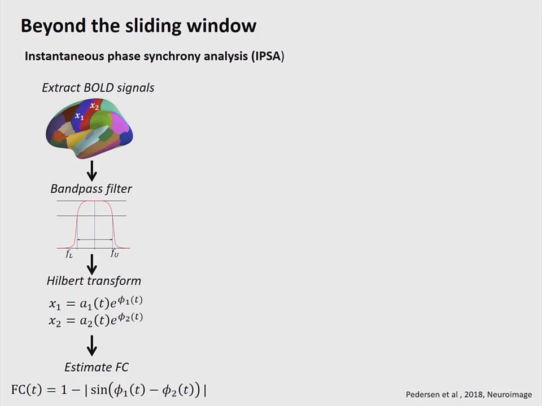So in more recent work, Mengor Peterson has devised a method called IPSA. This is some work that we did earlier this year. It was just published, actually, where this particular approach doesn't require the choice of a window length. So what we do here, we once again extract the two signals for a pair of regions. It's very important in this case that we bandpass the two signals. And then by computing the analytic continuation of the signal using the Hilbert transform, we can derive the instantaneous phase and the amplitude of those two signals and then estimate functional connectivity as the difference in phase.